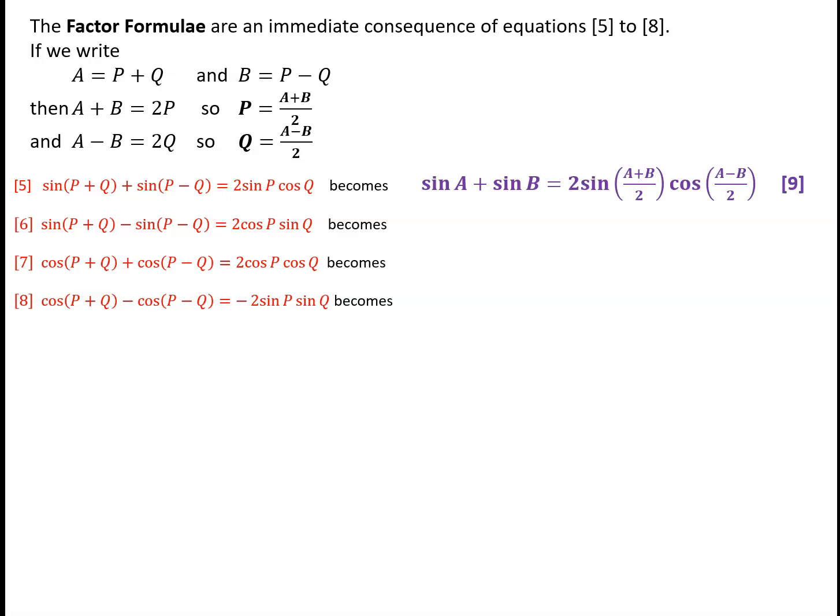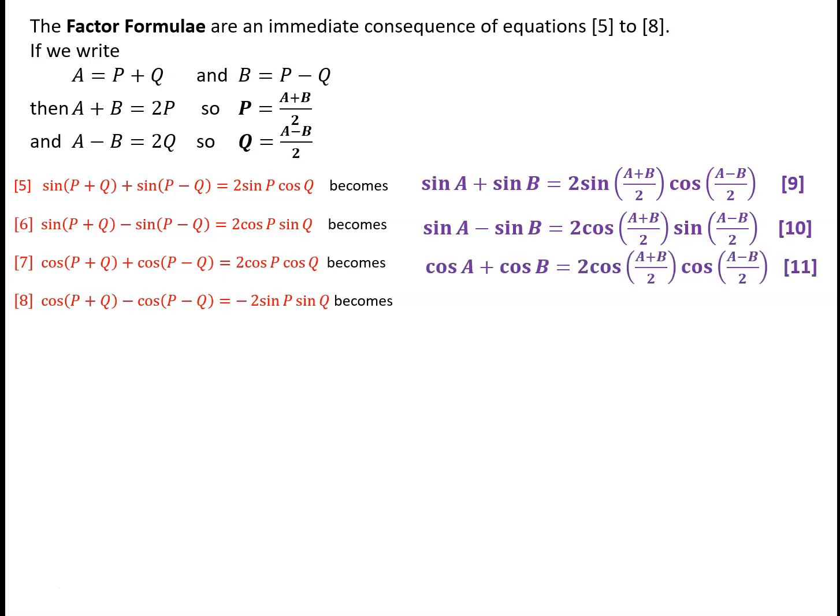Similarly, sin(p+q) − sin(p−q) = 2 cos p sin q is going to become sin a − sin b = 2 cos((a+b)/2) sin((a−b)/2). cos(p+q) + cos(p−q) = 2 cos p cos q is going to become cos a + cos b = 2 cos((a+b)/2) cos((a−b)/2).